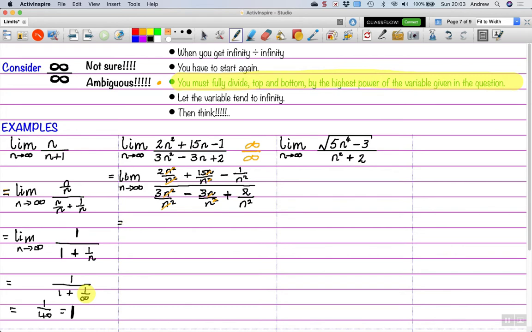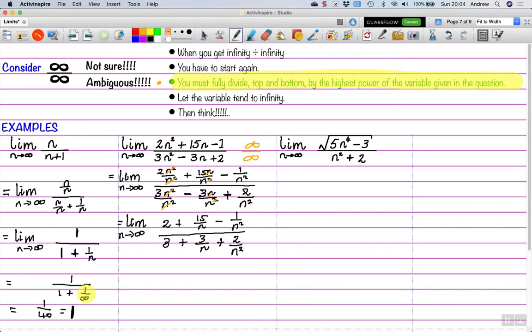So we've got equal to the limit as n tends to infinity of 2 plus 15 over n minus 1 over n squared. And then on the bottom, we're going to have 3 plus 3 over n plus 2 over n squared.